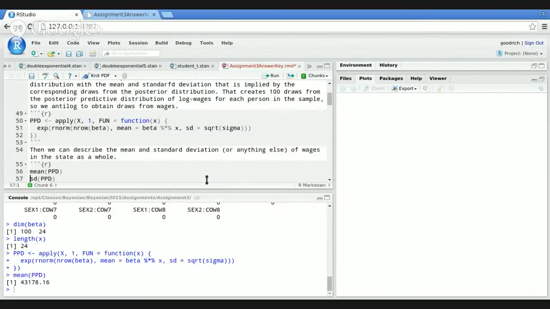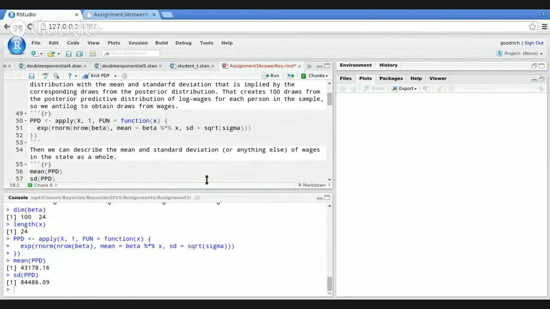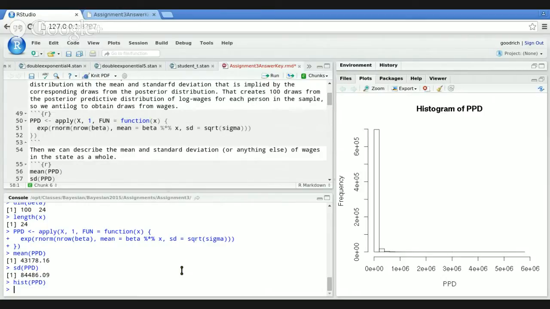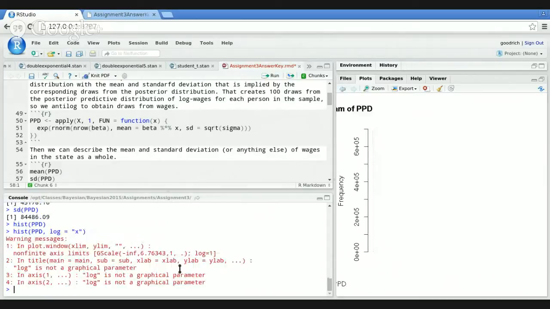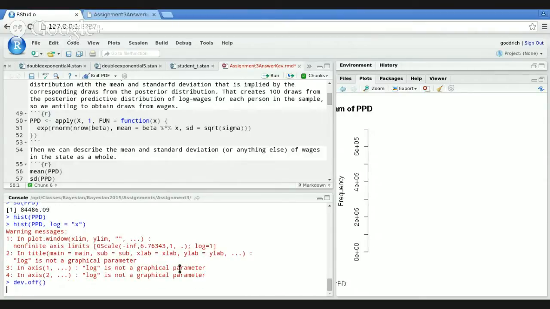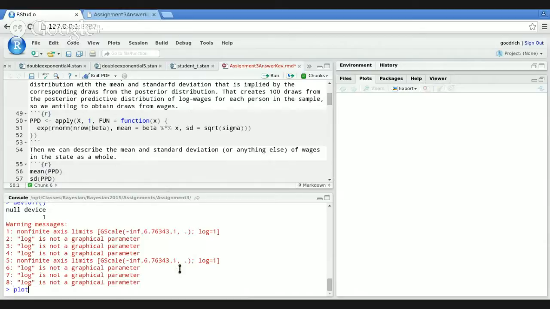And then we can do anything we want with that posterior predictive distribution of wages to describe it. We can take the mean, we can take the standard deviation, we could make a plot of it. Try to make a good plot of it. Plotting is not working on the fly. Plot density.